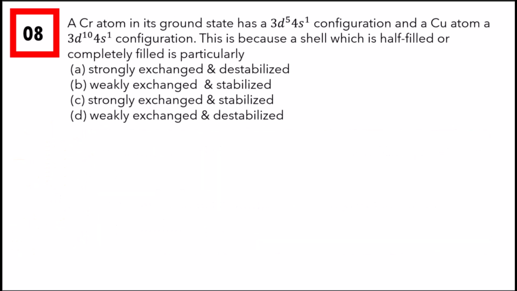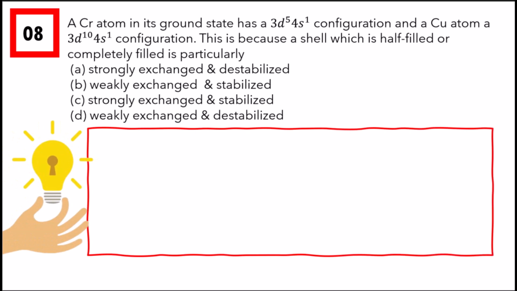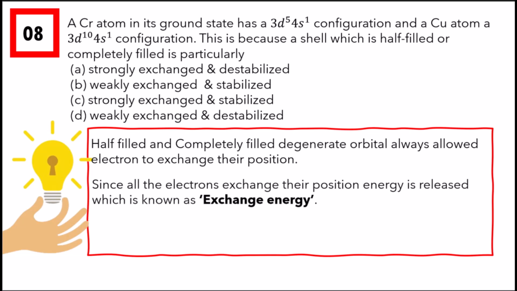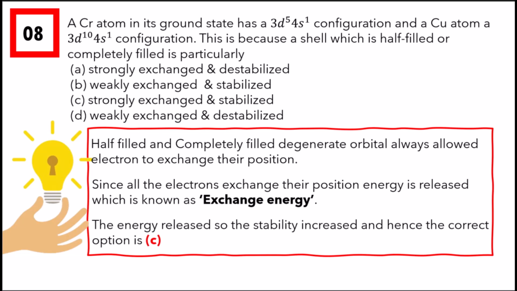The next question is about half-filled and fully filled configurations. Since we have both 3d5 and 3d10, the half-filled and completely filled configurations always produce exchange energy, because in both types of configurations electrons have parallel spin, so they have a tendency to change their position, and due to that they release some amount of energy which is called exchange energy. That energy is released due to exchange of position, and in this way the correct answer is option C. Because of the exchange energy, the stability of the atom increases.